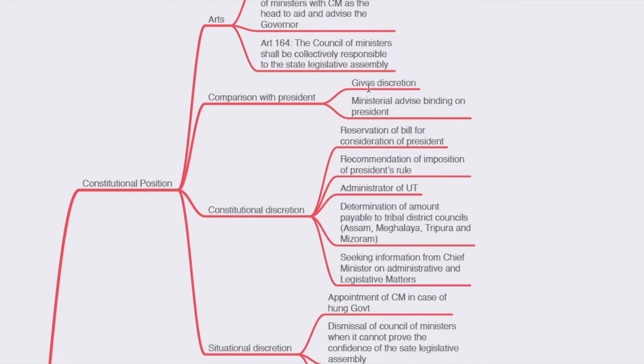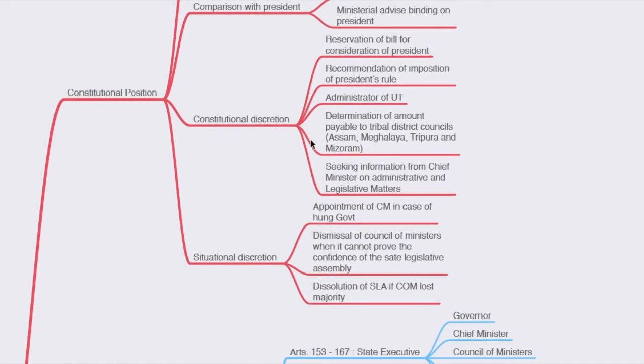Now let's compare the constitutional position with that of the president. A governor does have certain discretion, whereas the president doesn't have discretion. Ministerial advice is binding on the president by the 42nd Amendment. However, there is no such provision for the governor. So the advice of the Council of Ministers is not binding on the governor. Now, the governor enjoys certain discretion. The discretion can be divided into constitutional discretion and situational discretion.